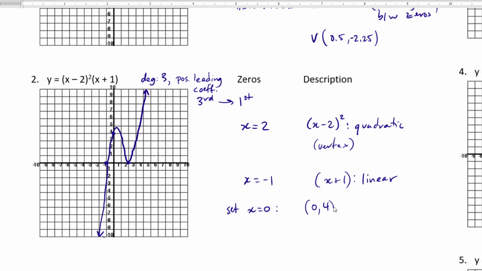And so we just found that that's the y-intercept right there. Okay, good. Degree 3, cubic, positive leading coefficient, going from the third quadrant to the first quadrant. It behaves like a parabola around x is equal to 2, and it behaves like a line around x is equal to -1. All right, let's take a look now at example 3.